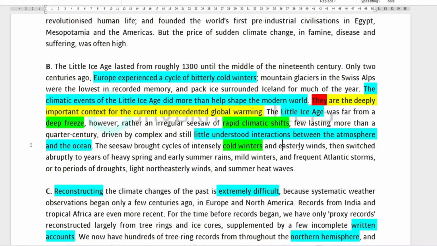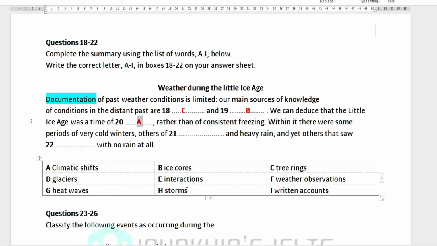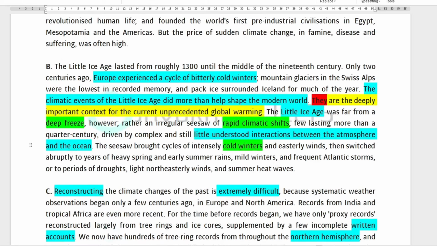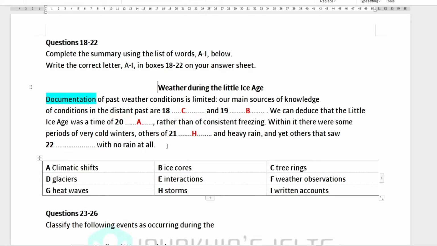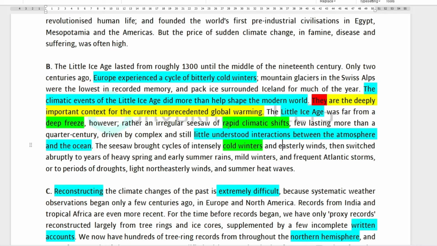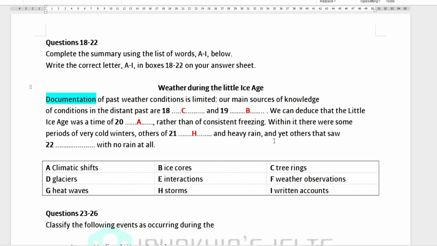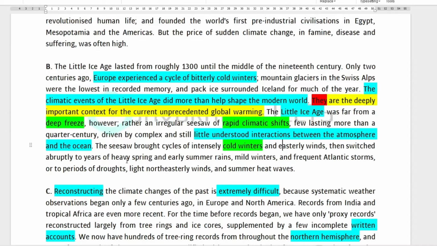So the word northeasterly winds, or synonyms for storms. I just want to take that and put storms as well. You might want to make sure that these questions require at least a foundational understanding of synonyms and how paraphrases work. Then it switched abruptly to heavy rain. Do we have heavy rain? There we go. We have heavy spring and early summer rains. We have that as well.